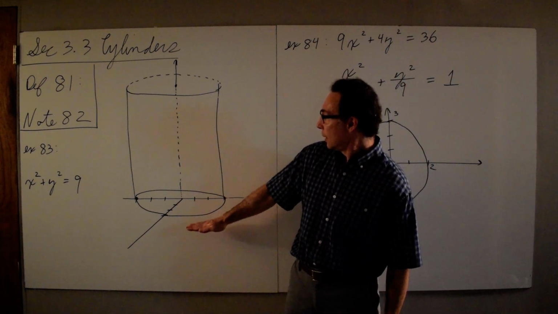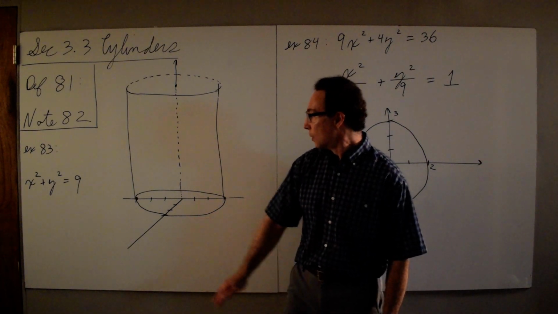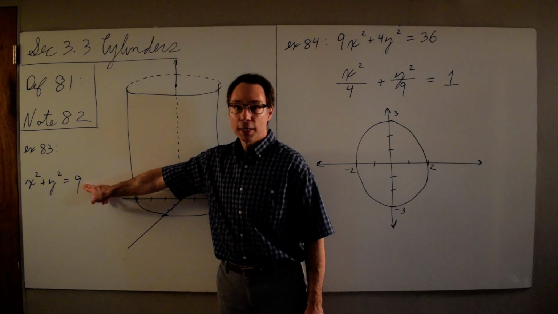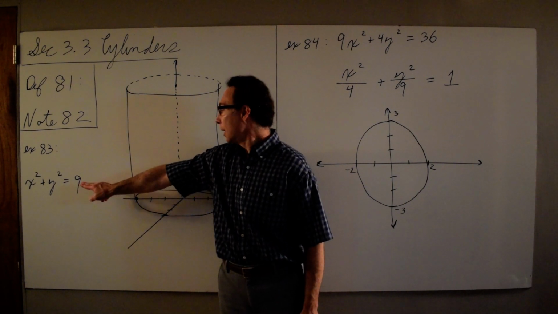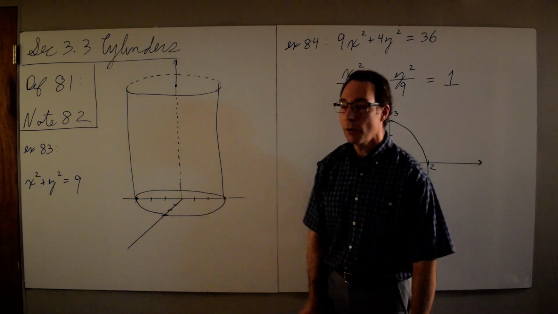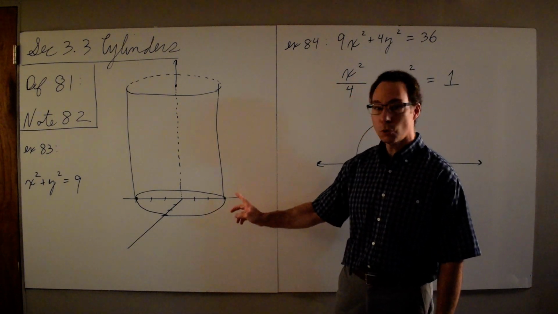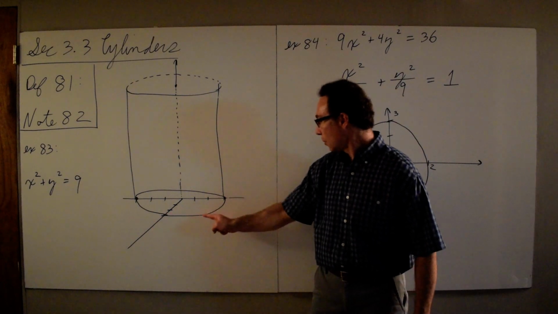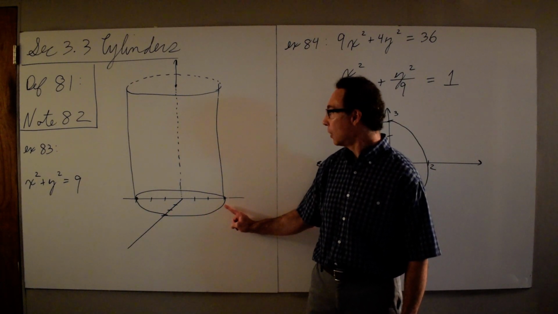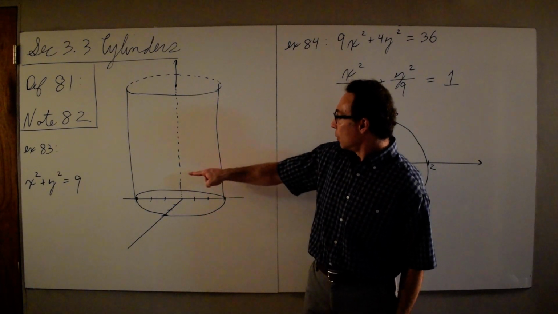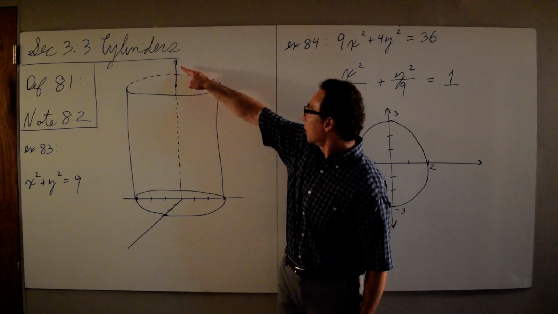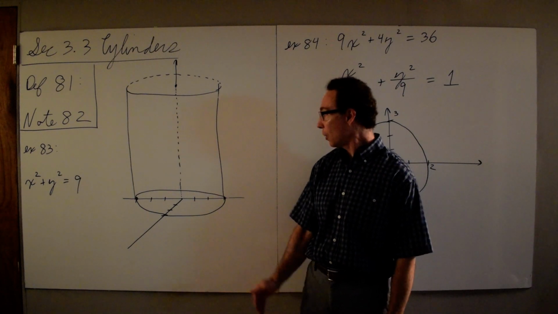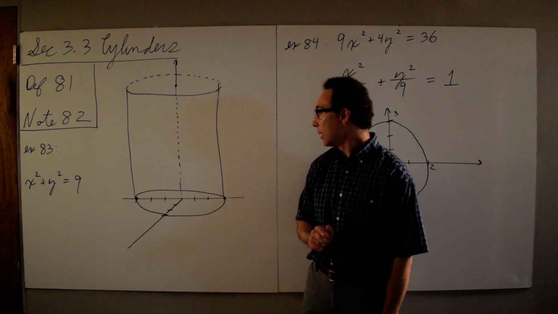And so example 83, we start with x squared plus y squared is equal to 9. Now this is a circle in the xy plane. It's a circle centered at 0, 0 of radius 3. This is the directrix of our cylinder. The generating line, or the generator, we could take the z-axis as that. Actually, any line parallel to the z-axis is a generating line.